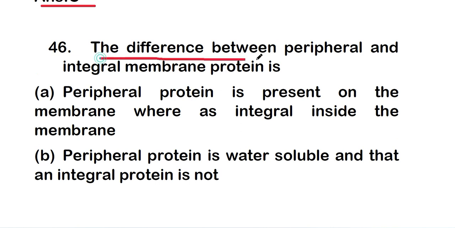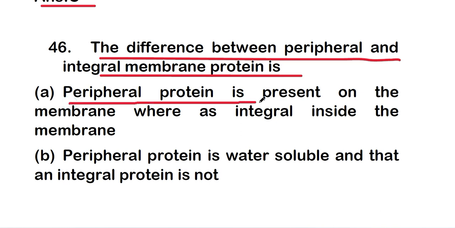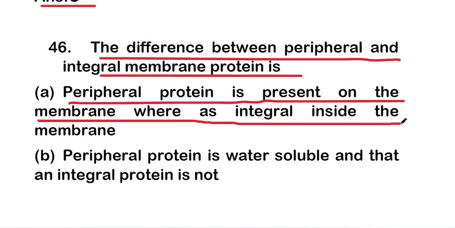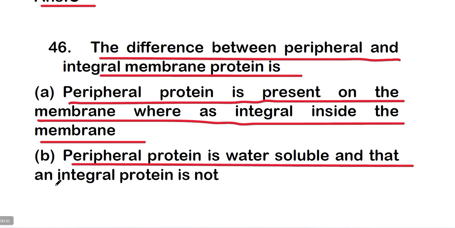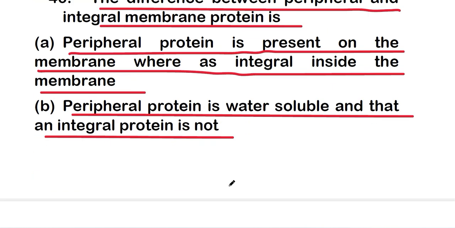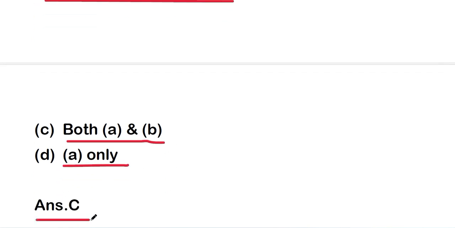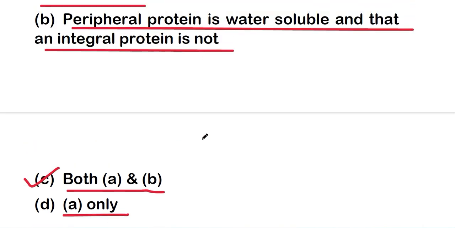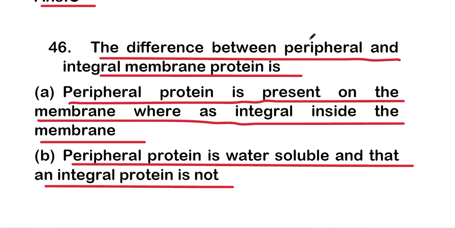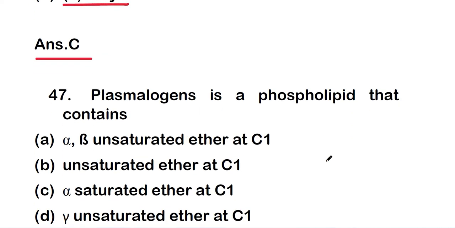The question is about the difference between peripheral and integral membrane protein. Option A, peripheral protein is present on the membrane, whereas integral protein is inside the membrane, or option B, peripheral protein is water soluble and an integral protein is not. Option C, both A and B are correct, or option D, only A is the correct answer. So the right answer is option C, that is both A and B are correct information about the peripheral and integral membrane proteins. Okay, so let's move on to the next question, that is question number 47.